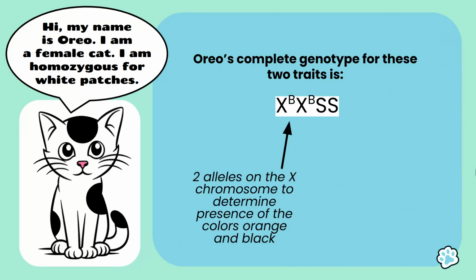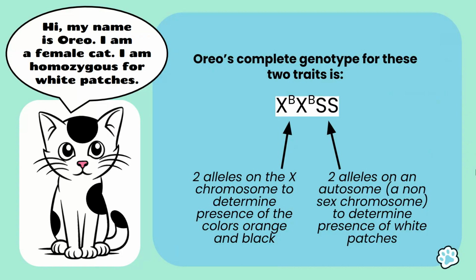Again, there are going to be 4 total alleles here. Since this is a polygenic trait, there have to be more than one gene impacting the trait. For this activity, there's going to be 2. You have the gene that causes the black and orange color that's on the X chromosome, and then you have this S gene that's controlling the presence of these white patches. For each cat that you're going to be determining today, you're going to have 4 total alleles written down.